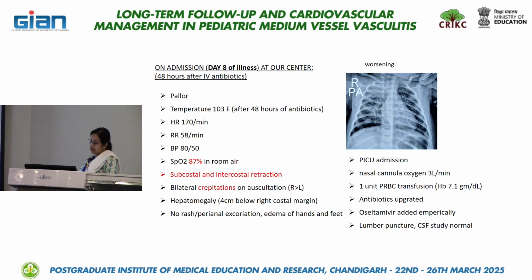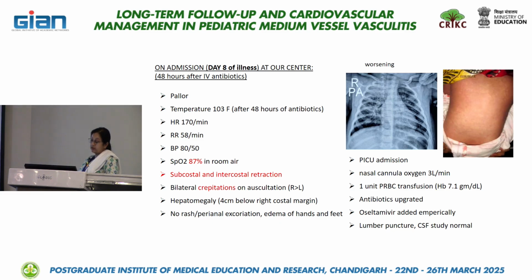So, the child needed PICU admission and nasal cannula oxygen, and needed 1 unit of PRBC transfusion as hemoglobin was 7.1. Antibiotics were upgraded at this point because 48 hours of antibiotics were already done and the child's status showed worsening. Oseltamivir was also added empirically. Lumbar puncture was done as a workup of the fever and the CSF study was normal.